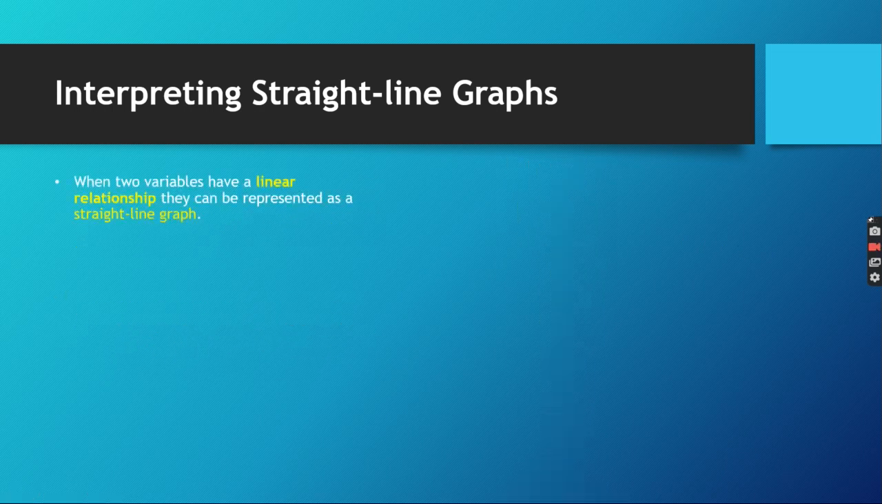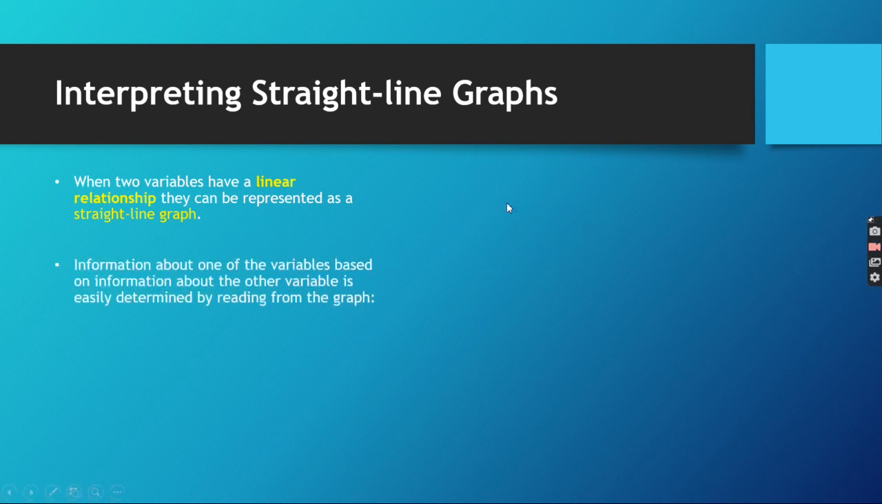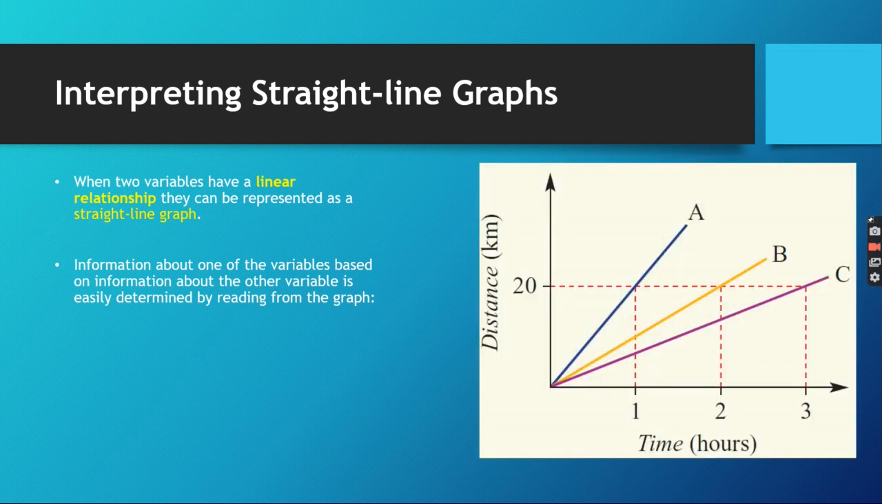Now, when we do have two variables with a linear relationship, we know we can represent them as a straight line graph, and the information about one of those variables, based on information about the other, is easily determined by reading from the graph. So in other words, from this situation where we have three people and they're travelling, we can find out information about how long it takes them to go a certain distance or how far they travel in a certain amount of time.